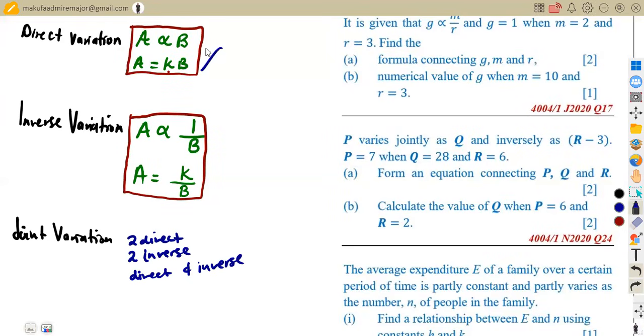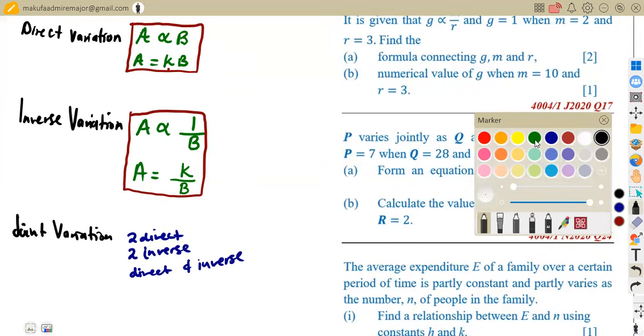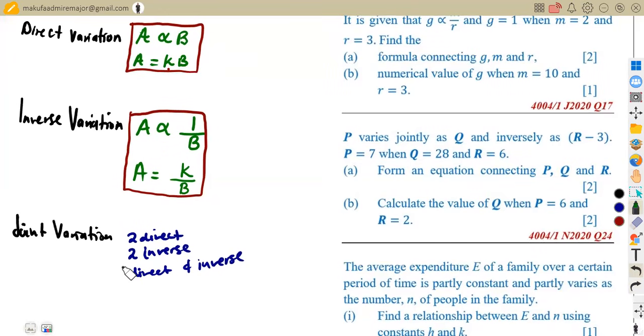You can expect two direct variations connected together, or two inverse variations connected together. Remember, this is how we write a direct variation: A varies directly as B. So if we have a condition of two variations connected under direct variation, we are going to have a condition like A varies directly as B and C, which is jointly as.